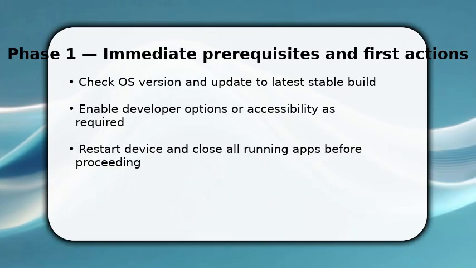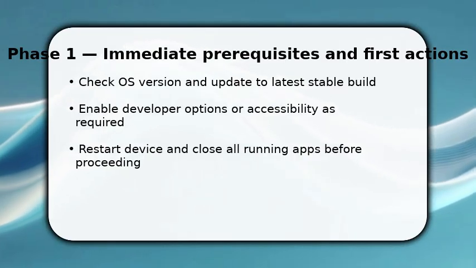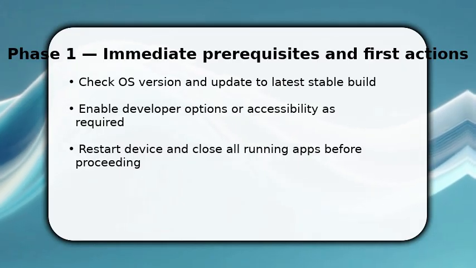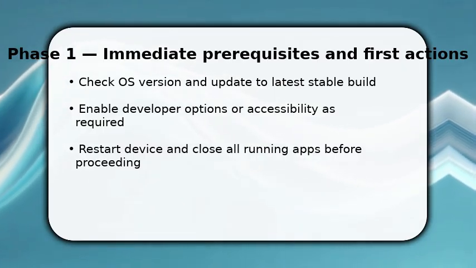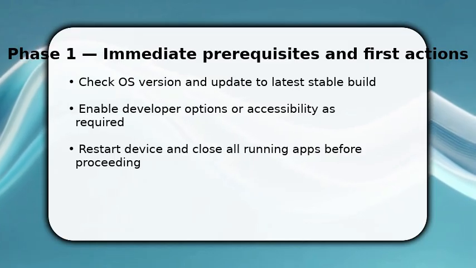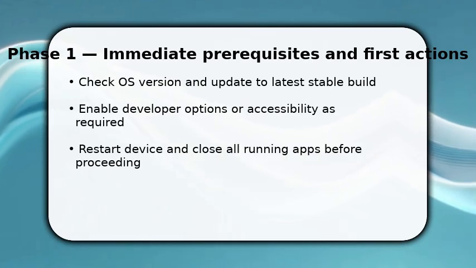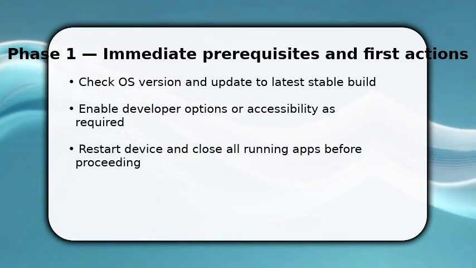You start by confirming prerequisites and taking the first action. Check your OS build and install any pending updates so compatibility issues are removed. Next, enable required system permissions, developer options, or accessibility, because the floating manager needs elevated access to list apps.